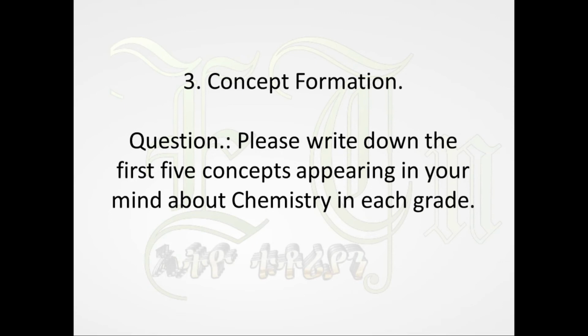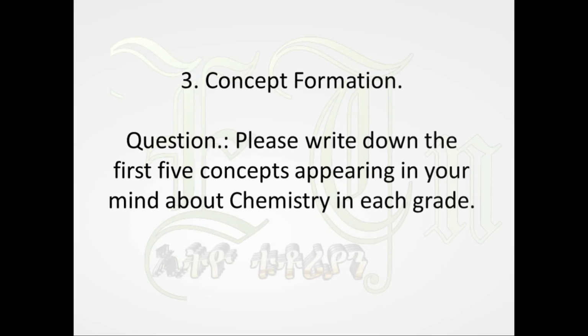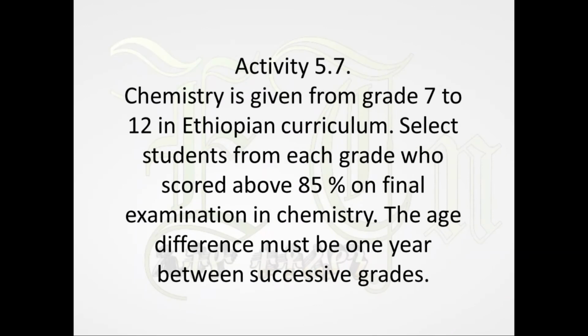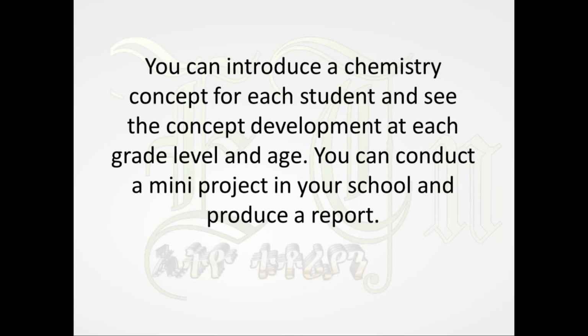Please write down the first 5 concepts appearing in your mind about chemistry in each grade. Activity 5.7. Chemistry is given from grade 7 to 12 in Ethiopian curriculum. Select students from each grade who scored above 85% on final examination in chemistry. The age difference must be 1 year between successive grades. You can introduce a chemistry concept for each student and see the concept development at each grade level and age. You can conduct a mini-project in your school and produce a report.